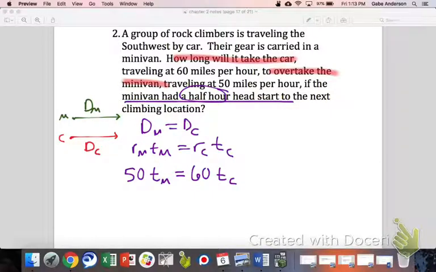Which car, or I should say which vehicle, the car or the minivan, which one travels for the longer time? The minivan, right? Because it gets a half-hour head start, but then they stop at the same time. So the minivan goes for a longer time. So I'm going to replace time of minivan with t plus 1/2, because the minivan's going for a half hour longer, and then I'll just say that equals 60t.